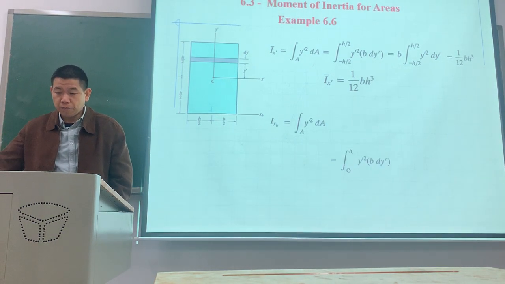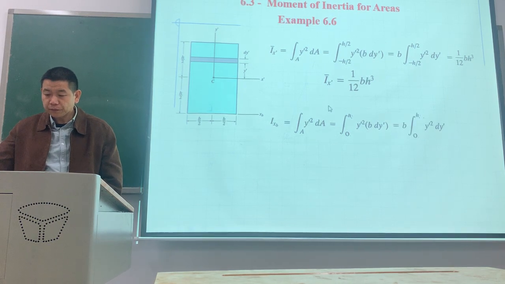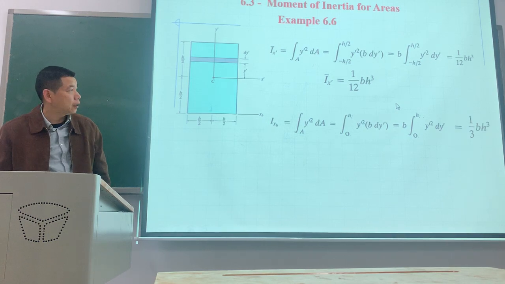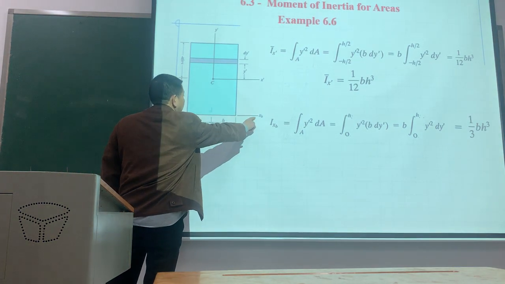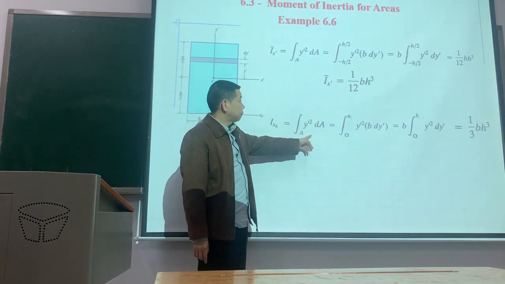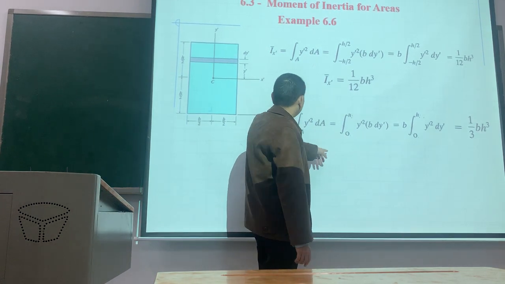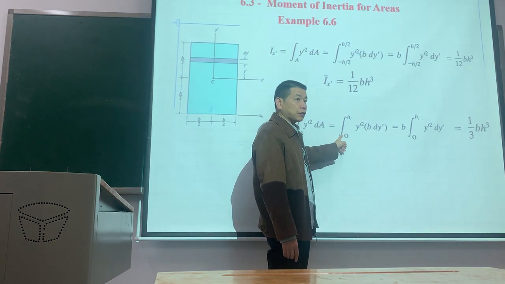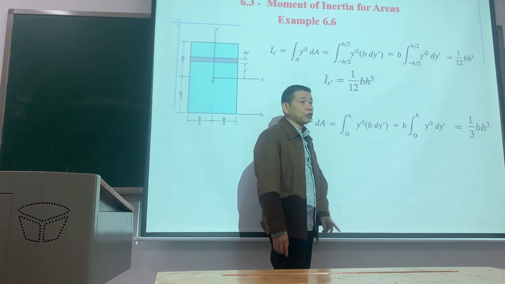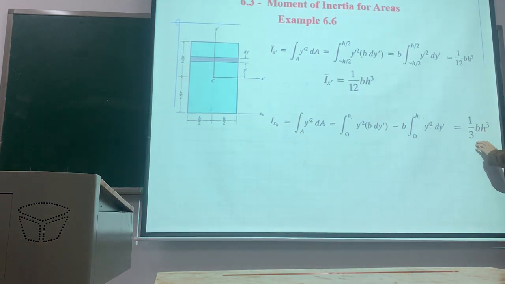In the same way, we can get Ix for another axis. By the same definition, but y prime goes from 0 to h. By mathematics, we can get the result: one third b h to the third power.